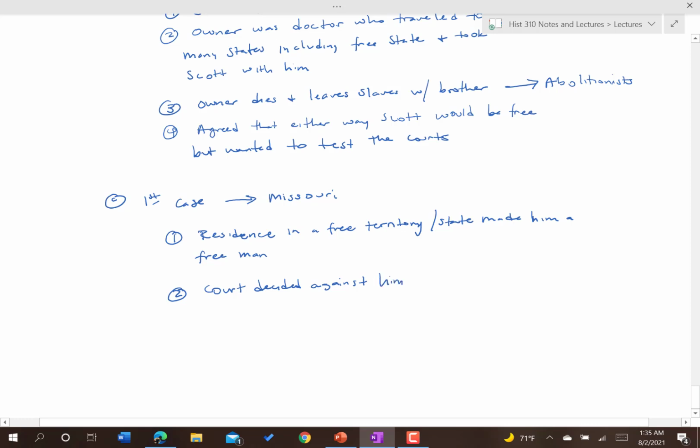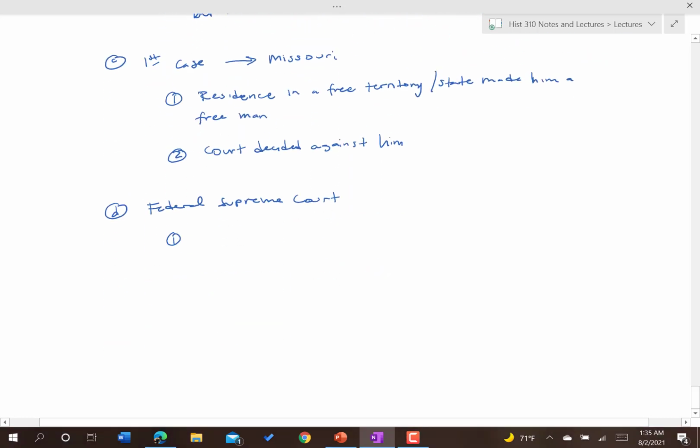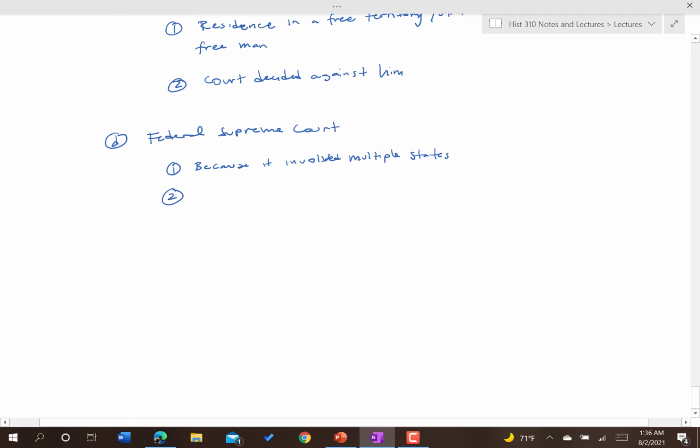So they decided against him. The next case went to the federal Supreme Court. That didn't work in the state, so they took it to the main Supreme Court. They moved it to the federal Supreme Court because they could, because it involved multiple states. If you cross state lines, you can have a federal case.